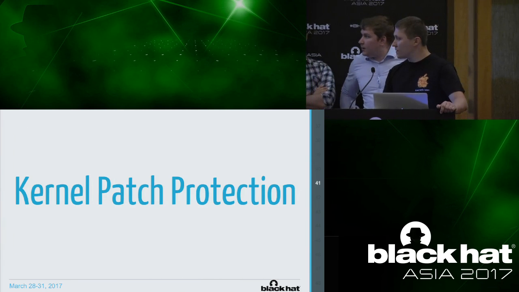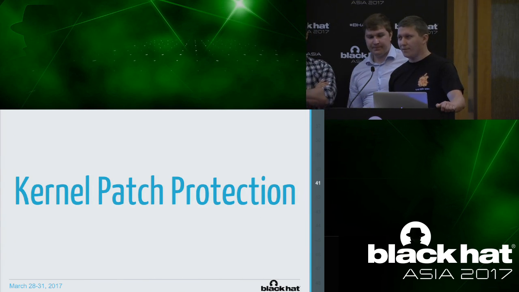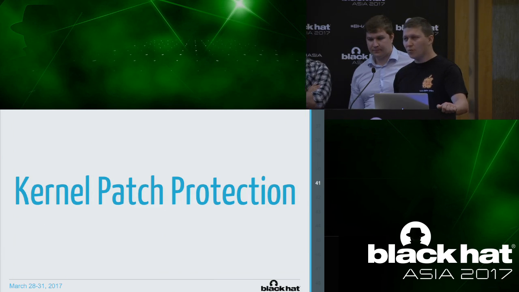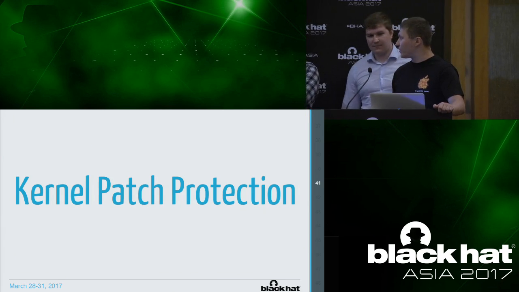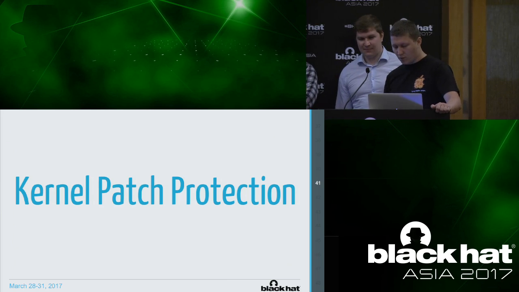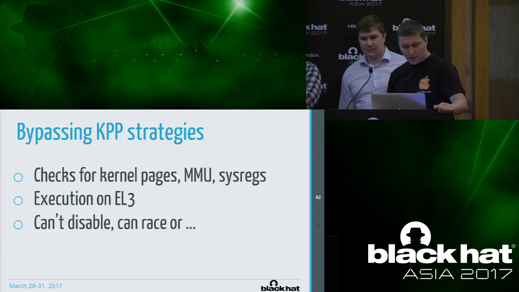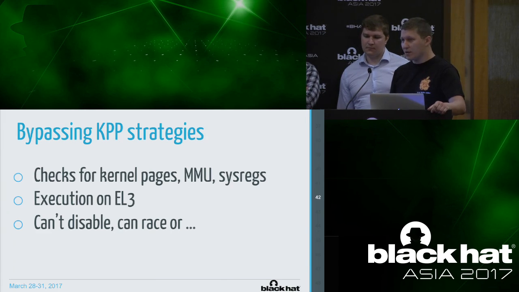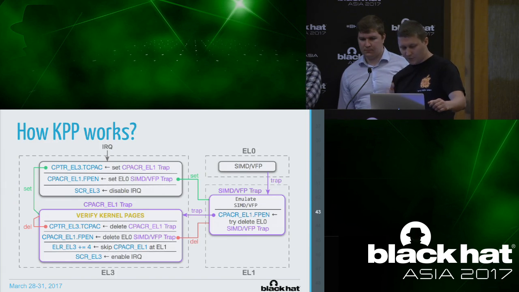Hello everyone. As you've noticed, we need to make quite a few patches, and kernel patch protection is the thing preventing us from doing that. So let's take a look at how it works and how to bypass it. Kernel patch protection randomly checks kernel pages, translation tables, and some system registers. It's also executing on exception level 3, so we can't really disable it. But we can apply patches and remove them between checks. But is there any other way? Yes, there is. So let's dive deep into iOS and find out how it works.